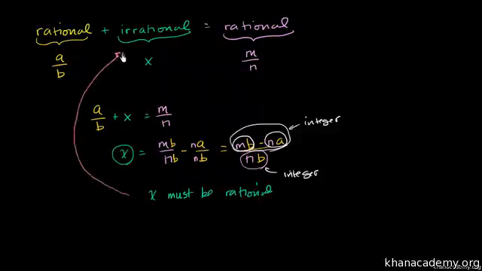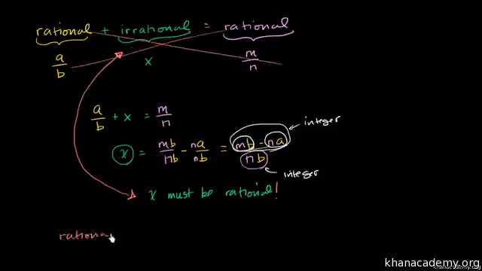The assumption was that x is irrational. Now we got that x must be rational. So therefore, this cannot be the case. A rational plus an irrational must, so this is not right. A rational plus an irrational must be irrational. Let me write that down just so. A rational plus an irrational must be irrational.